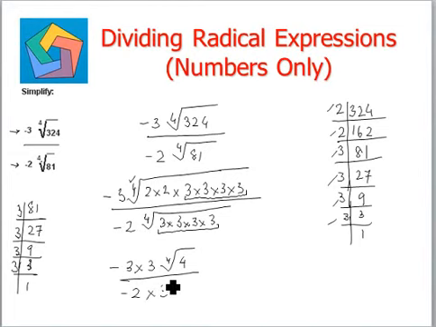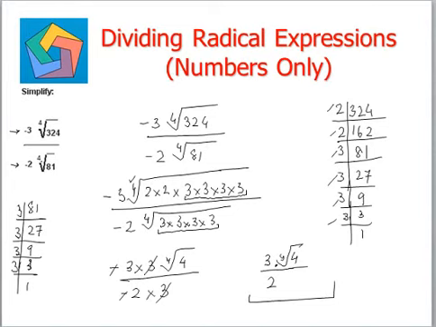So now we'll simplify. The 3 cancels with the 3. Negative divided by negative is a positive. So we have 3 by 2 times fourth root of 4. This is our final answer. Let's move on to the next question.